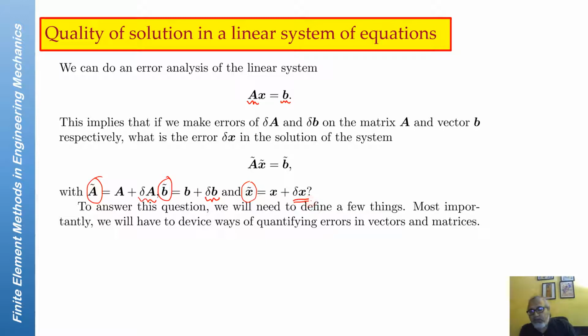Now, we will answer this question without elaborate proofs, but to answer this question, we need to know how to measure the nearness of vectors and matrices. For example, when we say X tilde is slightly different from X, or A tilde is slightly different from A, what exactly do we mean? How do we measure this nearness or farness of quantities which are not just numbers, which are a set of vectors?